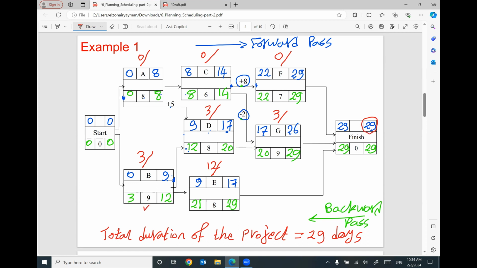This activity can be delayed for 3 days without affecting 29. This one can be delayed for 12 days without affecting the 29. This one can be delayed. This one can be delayed. But be careful. This activity A is critical. C is critical. Activity F is critical. Critical means cannot be delayed. Any delay in these activities will affect the 29 days of the total duration of the project.